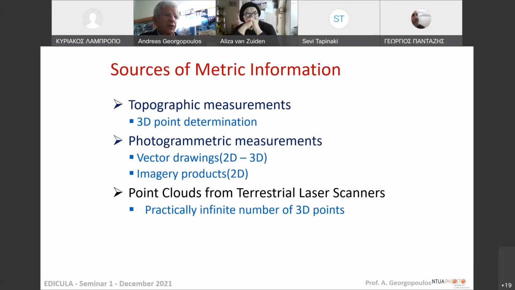Now, the sources of metric information, as I said before, is either topographic measurements or photogrammetric measurements or point clouds from terrestrial laser scanners. And you see what we can get with each of these methods, and they have a common denominator. And the common denominator is that we can measure in 3D. And this is very, very important because, as I said before, the points are all referenced to the same reference system, and they can be related to each other.